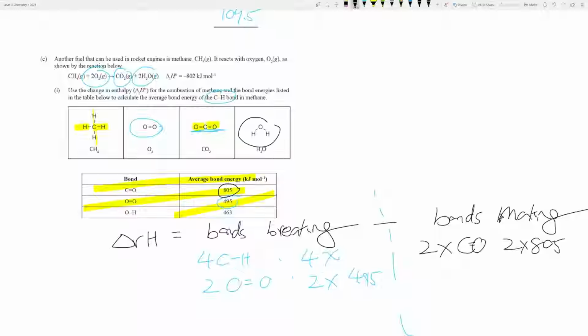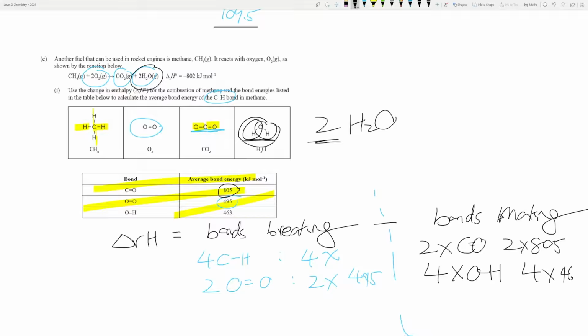And then this one here, I need to make 2 water. So I need to make 2 of these. In each water, I have 2 OH bonds. So in 2 water, I have 4 OH bonds because there are 2 moles of water, and each mole is 2 OH bonds. This is going to be 4 times 463.